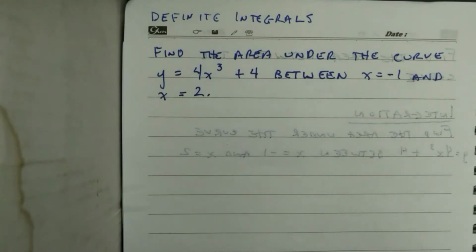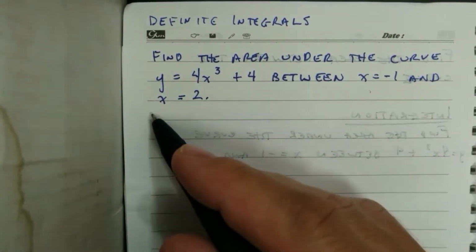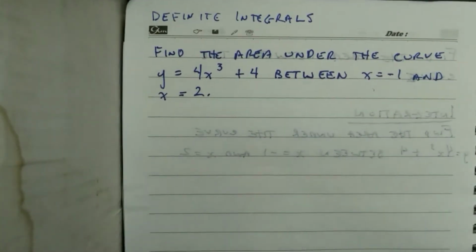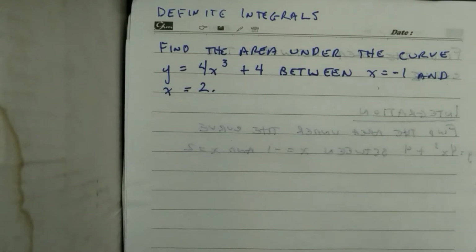So it's find the area under the curve y is equal to 4x to the third plus 4 between x is equal to -1 and x is equal to 2. And these are called definite integrals because we're talking about a defined area. Okay, and integrals is a way to find the area within parameters that are not defined. And I don't know if that makes sense, but hopefully I can clarify it.